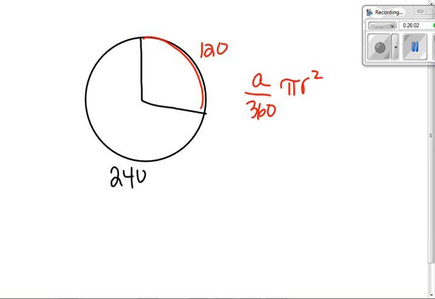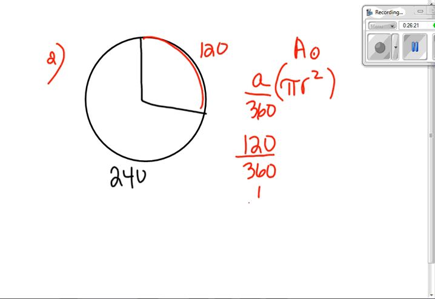Pi r squared. Let me say it again. Okay, you guys, this is the area of the circle, right? This tells you how much you want out of the circle. I want 120 degrees out of 360, better known as what fraction? If you look at the picture, you can see it. What's the radius? 8. So you're not going to take all of pi times 8 squared. You're only going to take a third of it.